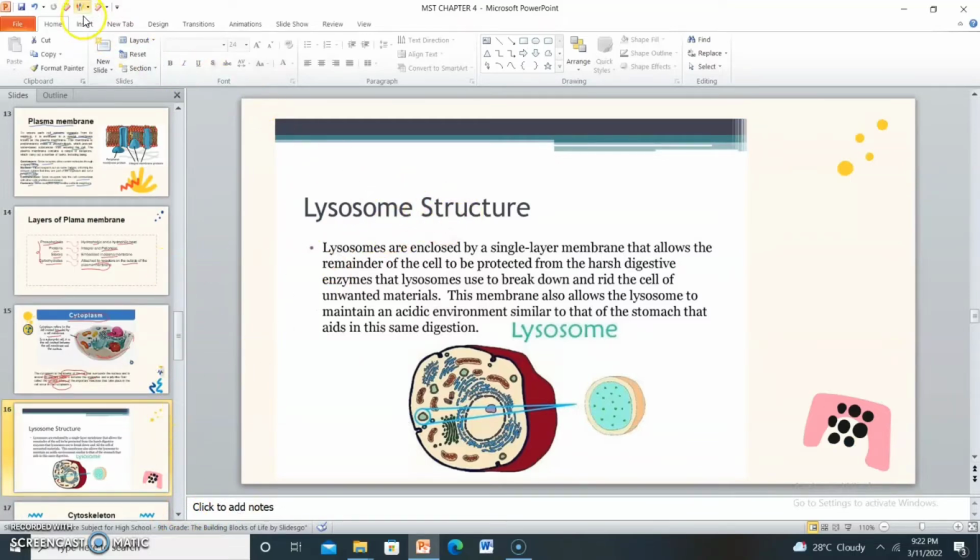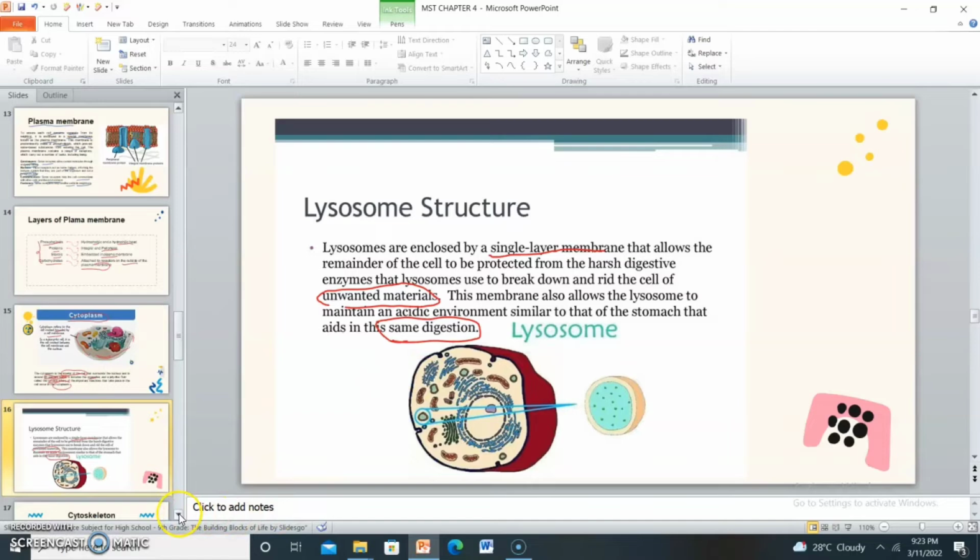is lysosome structures. The lysosome is enclosed by a single-layer membrane that allows the remainder of the cell to be protected from the harsh digestive enzymes, and the lysosome is used to break down and remove unwanted material from the cells. So that's the main function of lysosomes. This membrane also allows the lysosome to maintain an acidic environment similar to the stomach, which aids in the same digestion. So it blocks the acidic environment.